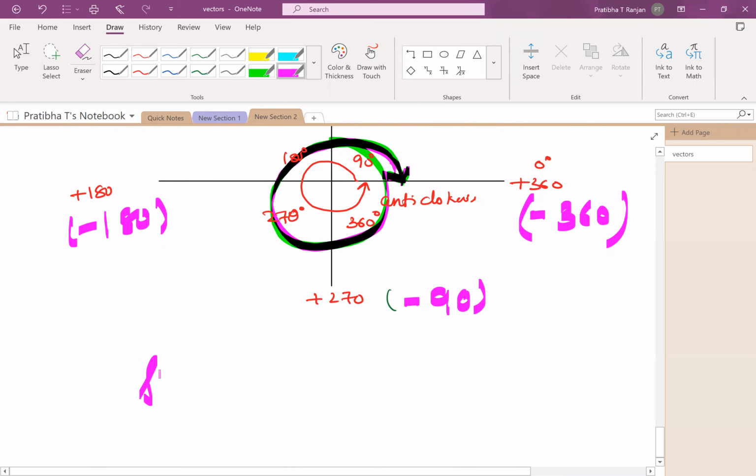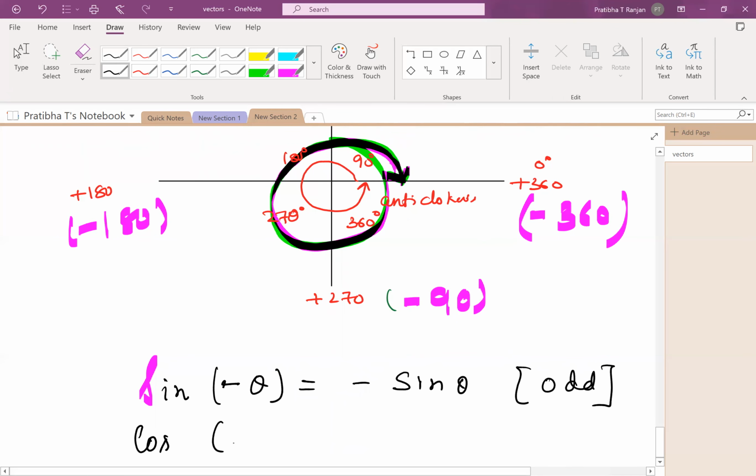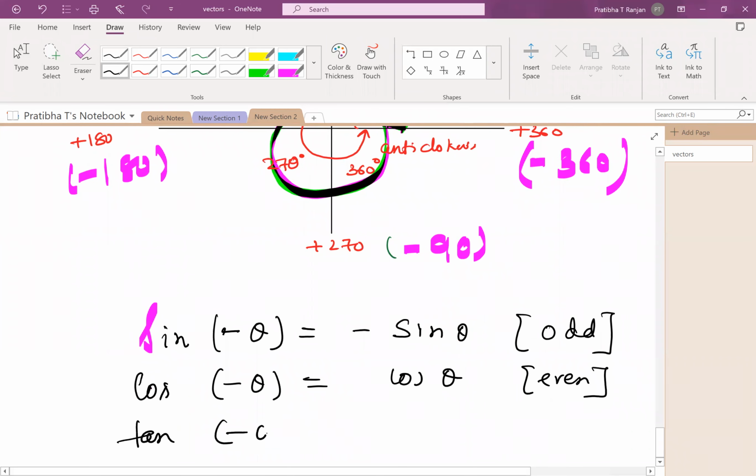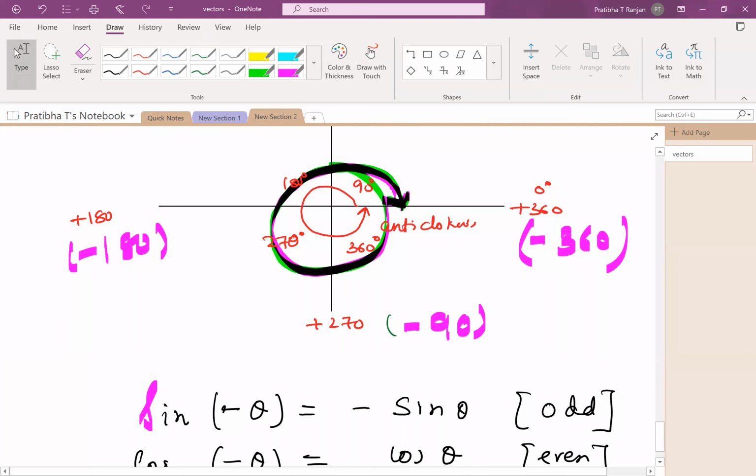And one more thing is there, that sine minus theta equals negative sine theta, because this is the odd function, and cos negative theta is equal to cos theta, because this is the even function, right? Tan minus theta is equal to negative tan theta, because that is also an odd function. So whether it's cos negative 180 or cos positive 180, they both have the same value. But sine positive 180 and sine negative 180 are going to be completely different. One is positive and one is negative.